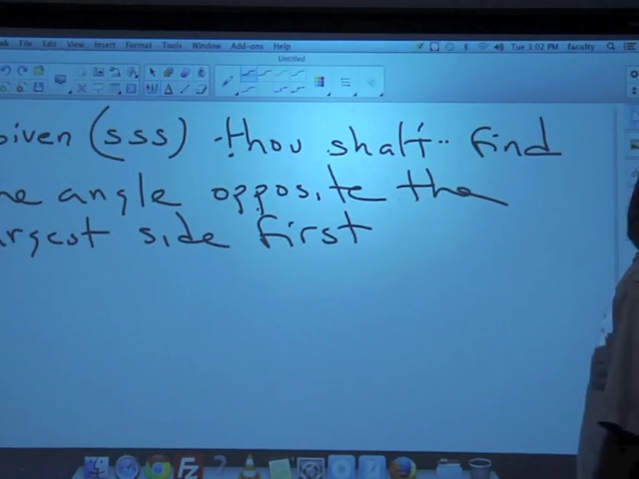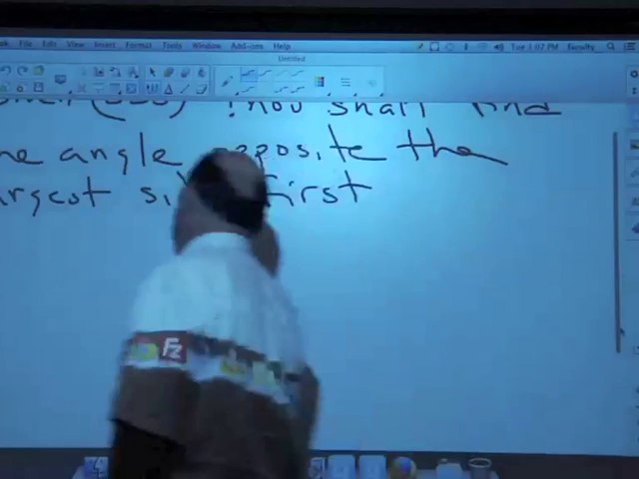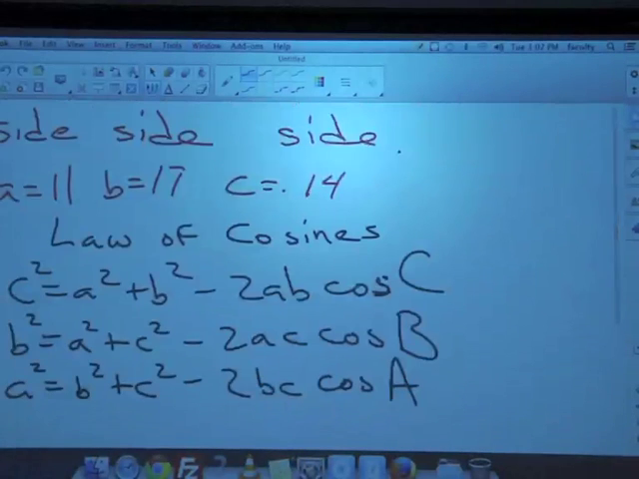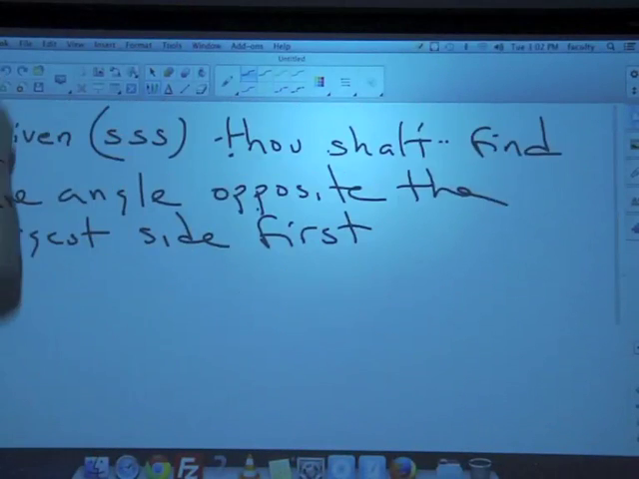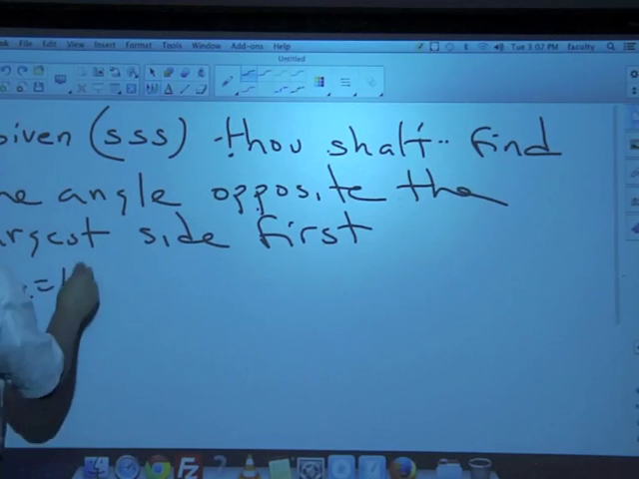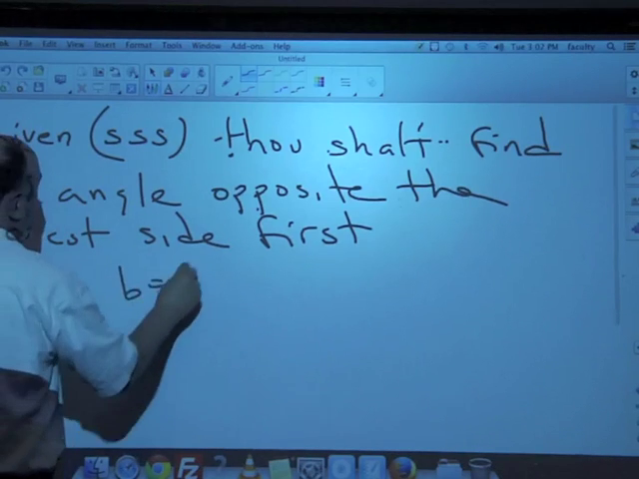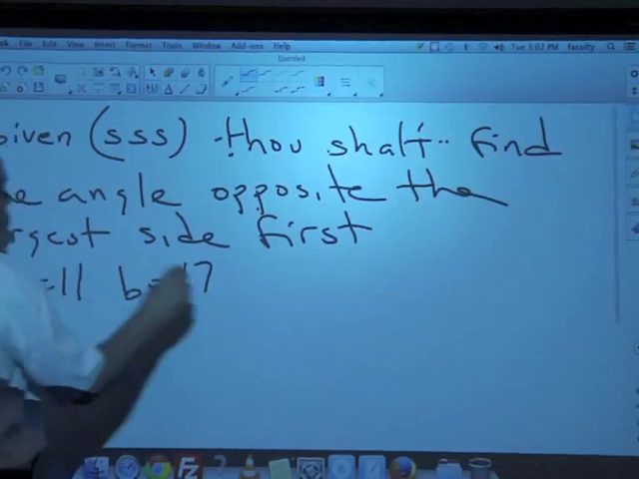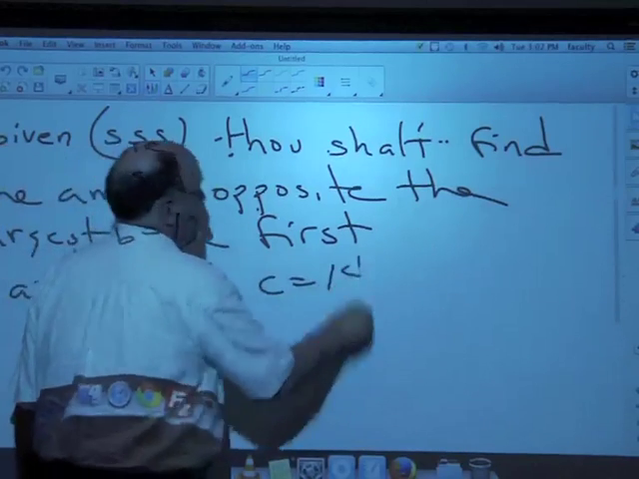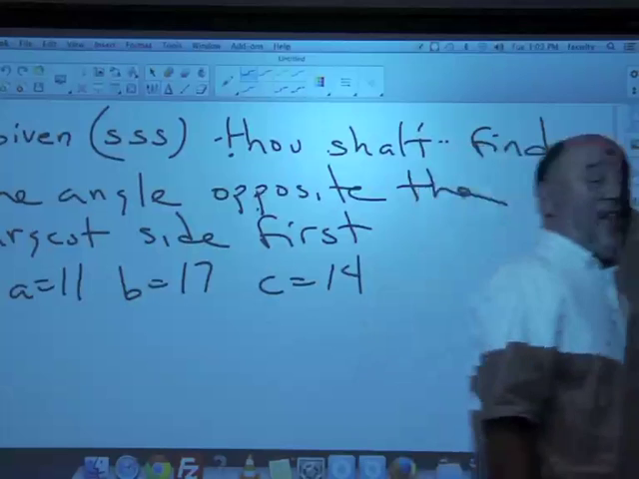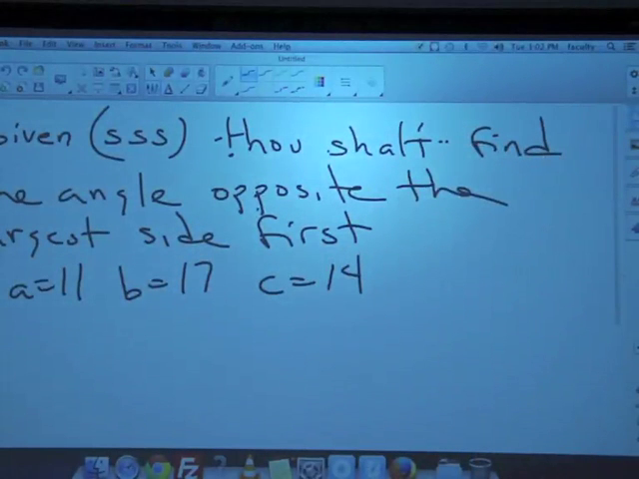So let's write down our problem again. It was 11, 17, 14. A was 11. B was 17. Given that information, we need to find what angle first? B. After all, given those three numbers, 17 is the largest number.